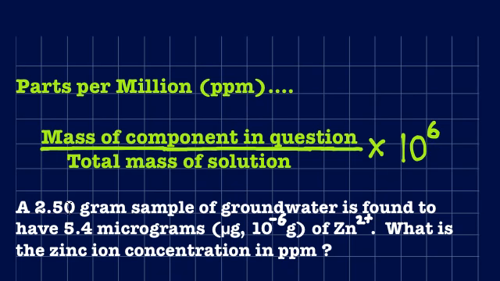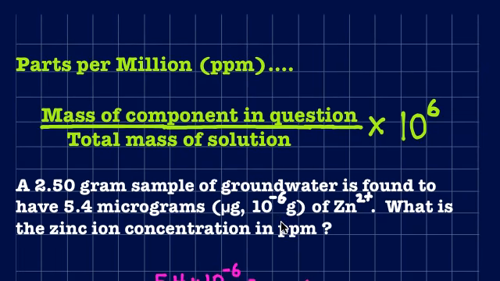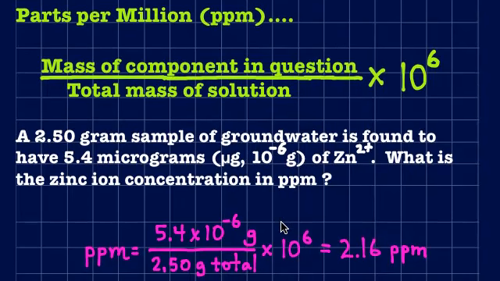I have a 2.5 gram sample. It's about a 2.5 milliliter sample of water from the ground somewhere. Found to have 5.4 micrograms, a microgram is 10 to the negative 6 grams, of zinc. What's the zinc ion concentration in part per million?